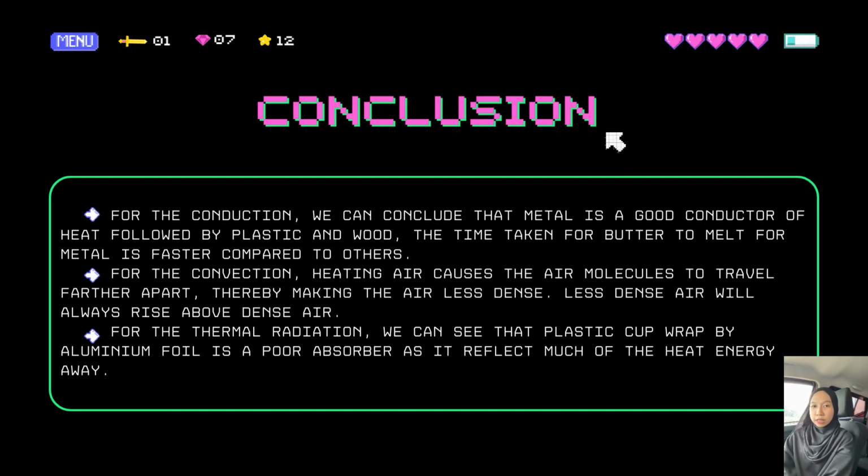Meanwhile, for convection, heating air causes the air molecules to travel farther apart, thereby making the air less dense. Less dense air will always rise above dense air. Meanwhile, for thermal radiation, we can see that the plastic cup wrapped by aluminium foil is a poor absorber as it reflects much of the heat energy away.